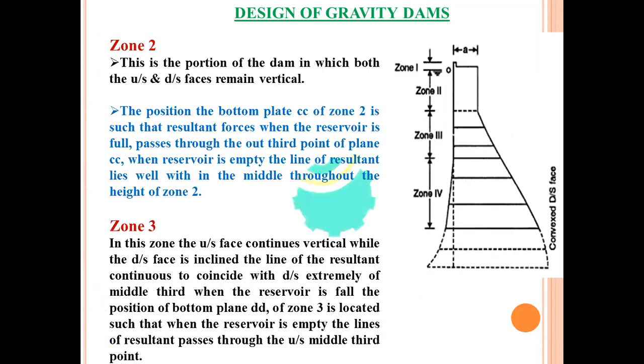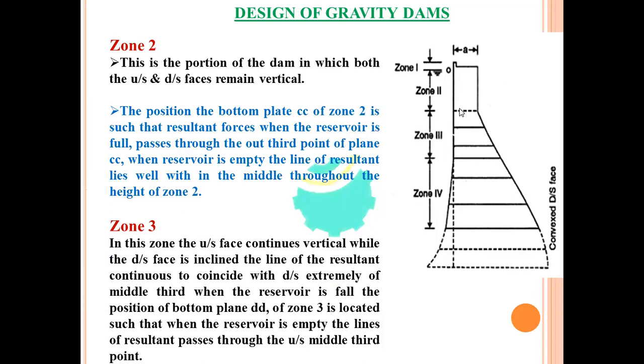Next, zone 2. Below zone 1 is zone 2. This is the portion of the dam in which both the upstream and downstream faces remain vertical. In this section, the upstream is vertical and the downstream side is also vertical in shape. The position of the bottom plane CC of zone 2, this is CC, A, B, C, D, like that.